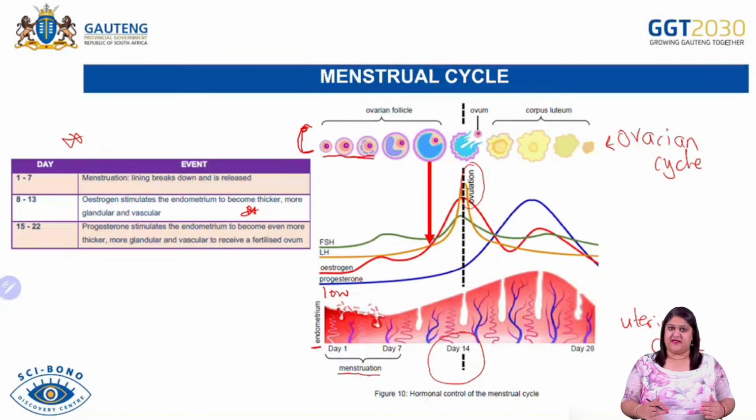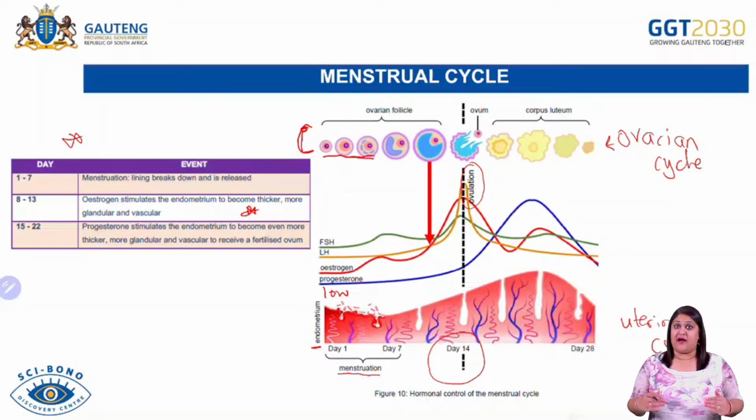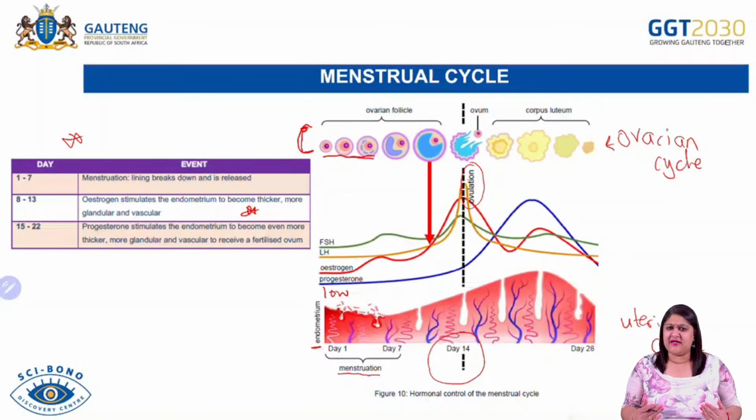Then what's going to happen? From day 15, we now have progesterone. But where does progesterone come from? That Graafian follicle that is now empty. LH is now going to stimulate that Graafian follicle to become a corpus luteum. And that corpus luteum is going to secrete the progesterone. Can you see now the progesterone levels have increased?